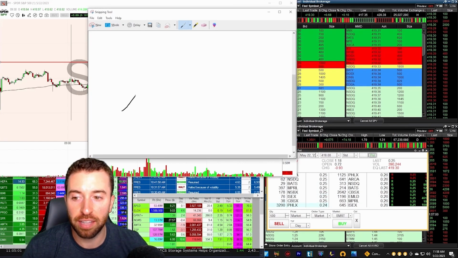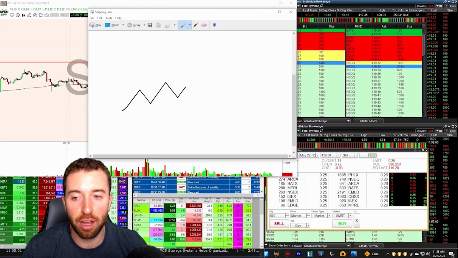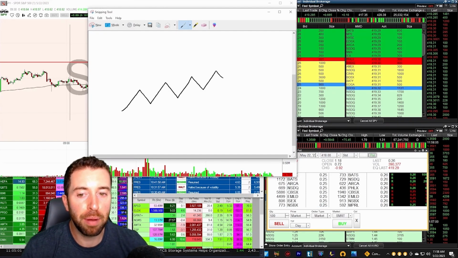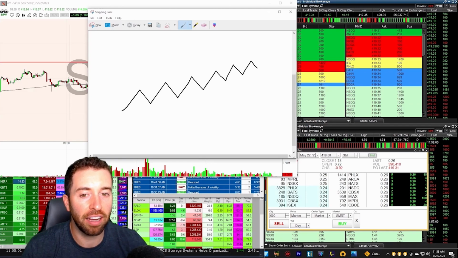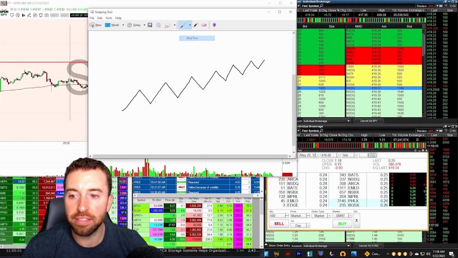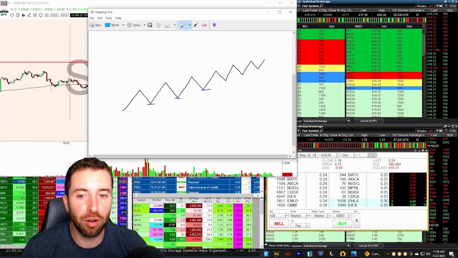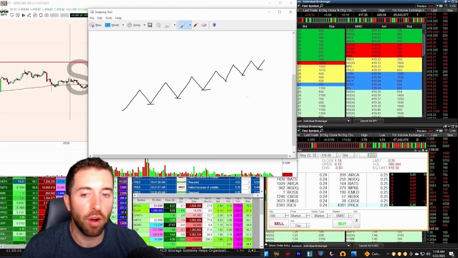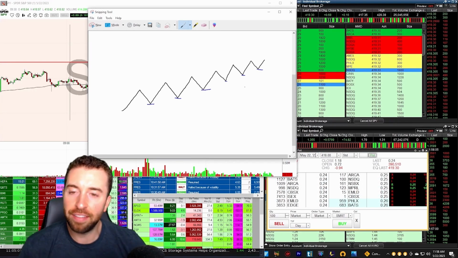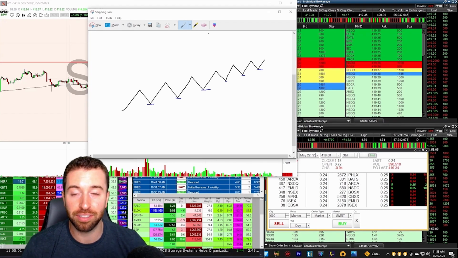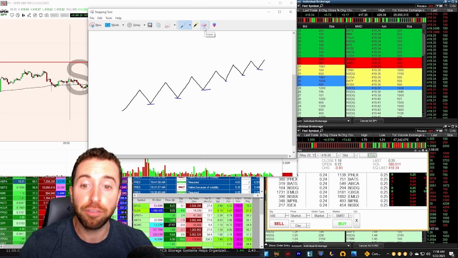Higher lows is when a stock is slowly working itself on up. And yes, it does have pullbacks, but every pullback is slightly higher than the last one. So you can see that with every pullback, it's not pulling back as far as the last time it pulled back. And that's bringing a lot of excitement to these traders.